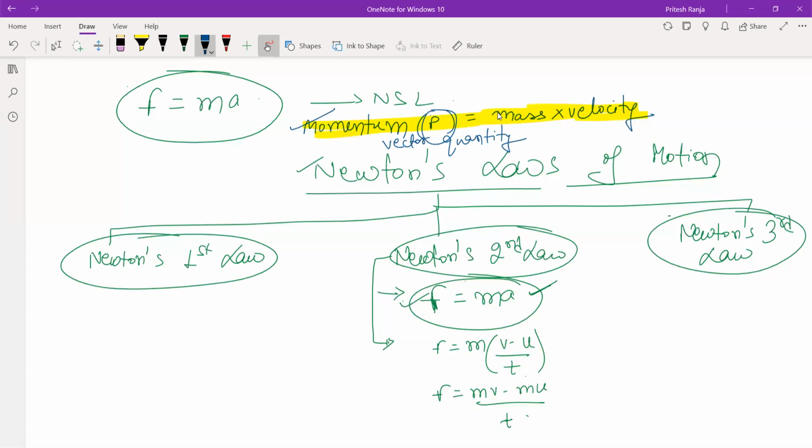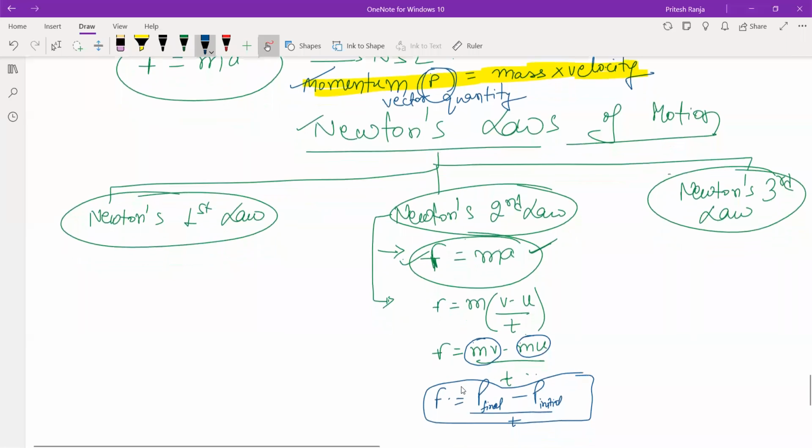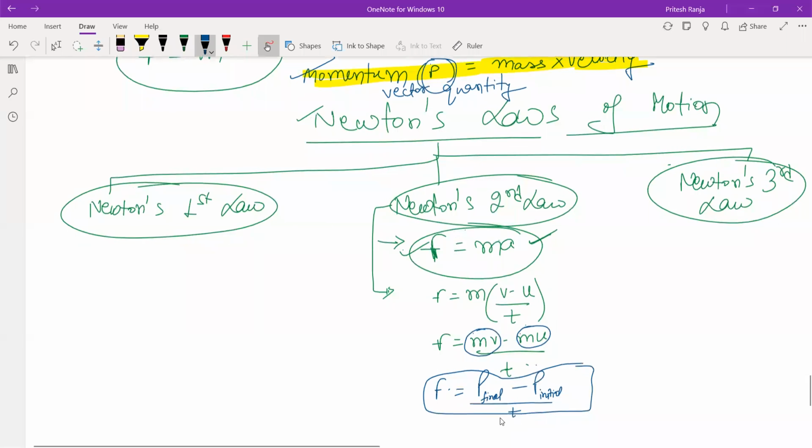तो अगर mass into velocity momentum हो गया, तो mass into final velocity क्या होगा? Final momentum, right? This is final momentum. तो वैसे ही mass into initial velocity क्या होगा? Initial momentum, and divided by t. ये expression clear है सभी को? जिनको doubts हैं they will let me know. I have written force as final momentum minus initial momentum by time t, and I will further write it as change in momentum per unit time t.